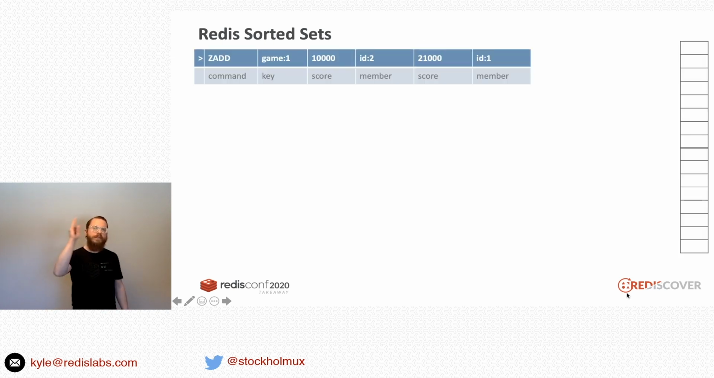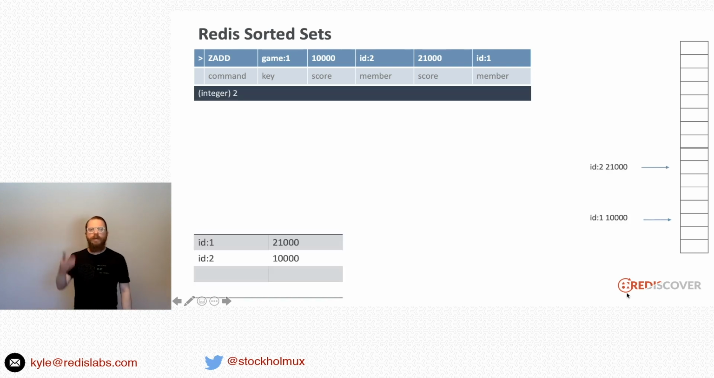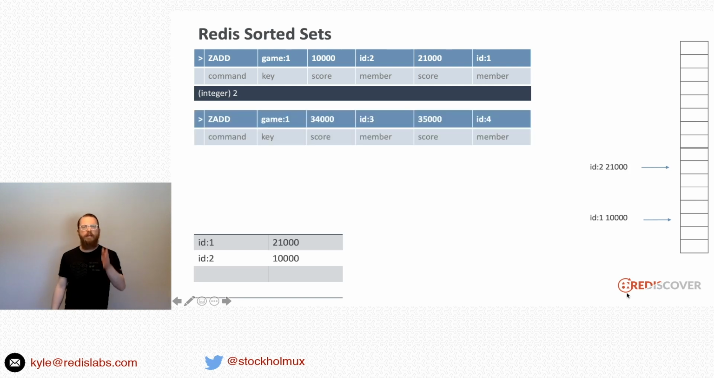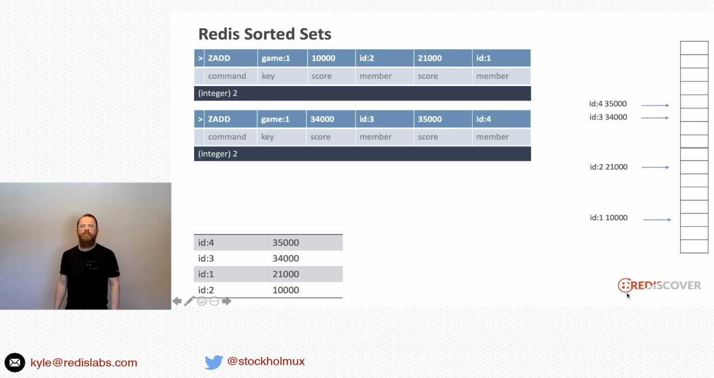So here we have ZADD game1 with a score of 10,000, ID2 is our member. So it's score, member, score, member. We're going to do this kind of interleaving like we did with hashes, but we start with a score, and that's something a lot of people have a hard time with. But it's score and then the member that we're adding. So we added 2 here, so you can see the representation there. And then we're going to use ZADD game1, same key that we've been using before. 1400 is our score, a member, and then another member here. So we're using ID3 and ID4. So those have been added.